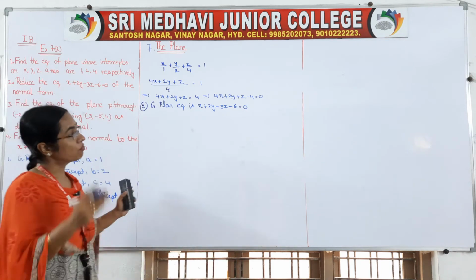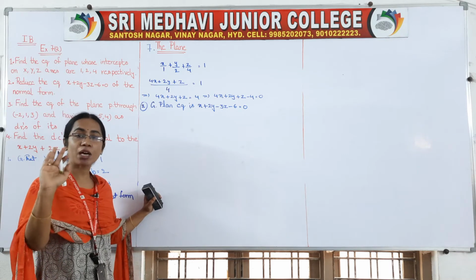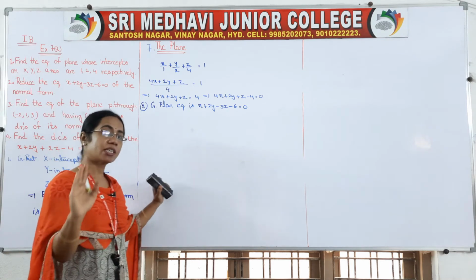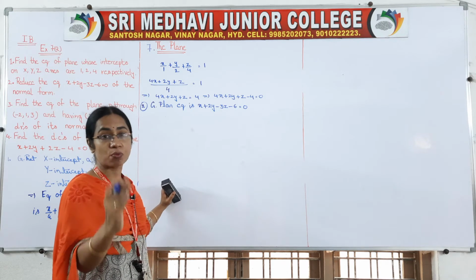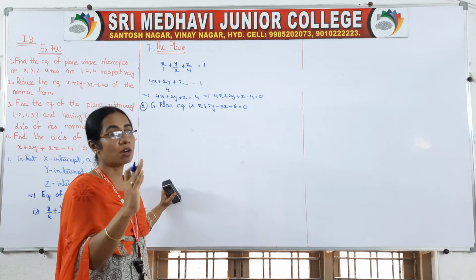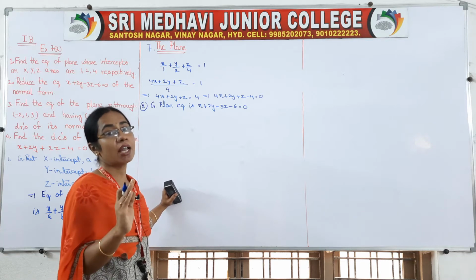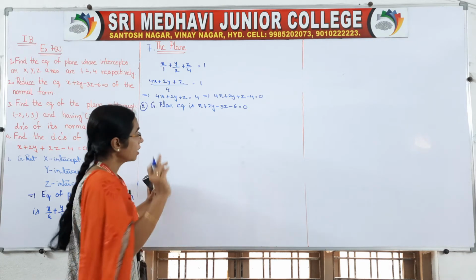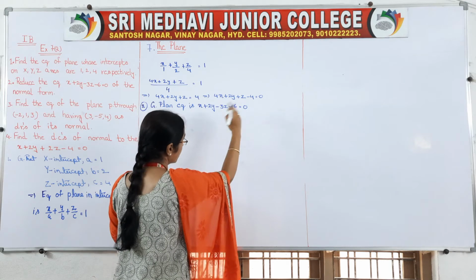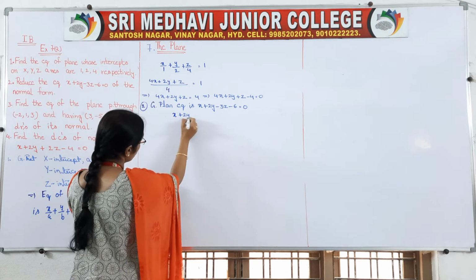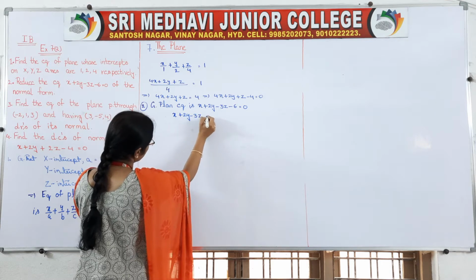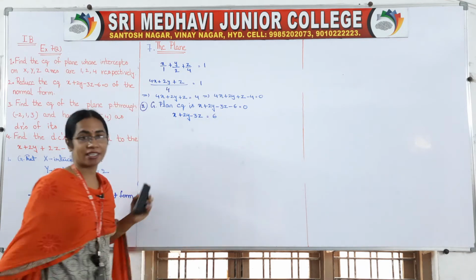What I said? First, try to get the right side as a positive value. I am not saying the right side should be 1. In intercept form, the right side has to be 1, but here on the right side we take only a constant value, and that should be positive. So send this minus 6 to that side, and you will have x plus 2y minus 3z is equal to 6.